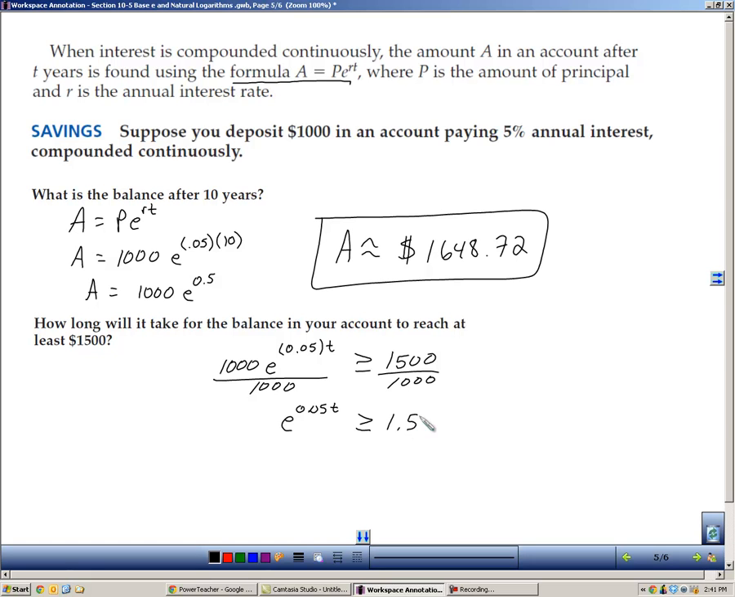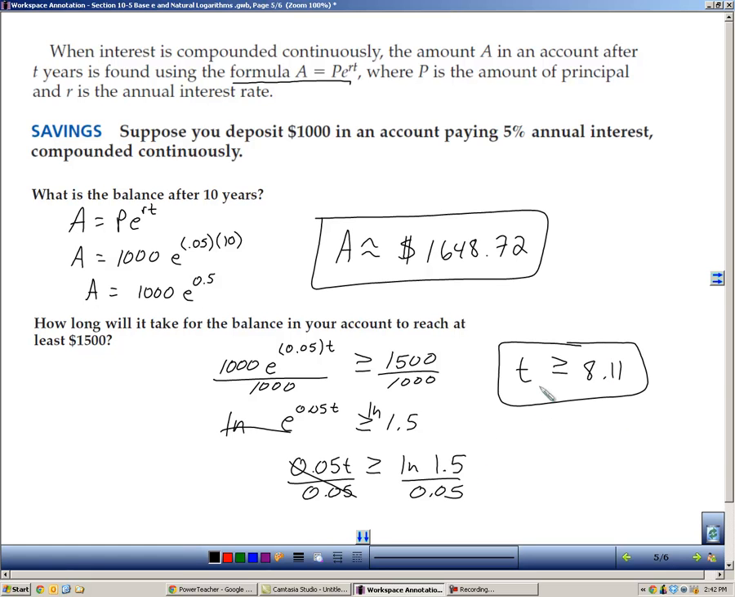And now I can get rid of the e by doing what we've learned here by taking the natural log of both sides, wiping that out. So 0.05t is greater than or equal to the natural log of 1.5. And now to isolate the t, I'm just going to divide by 0.05 on both sides. So that's a calculator problem. I can plug it in and find out that t is greater than or equal to 8.11. And we can know that it would take just over 8 years for the account to reach $1,500.